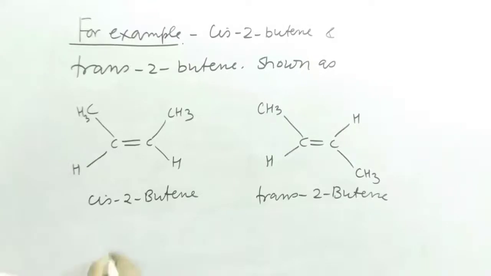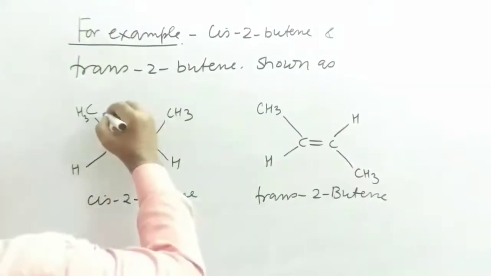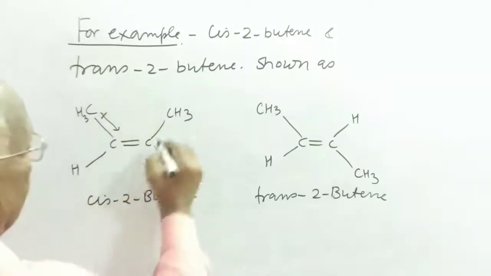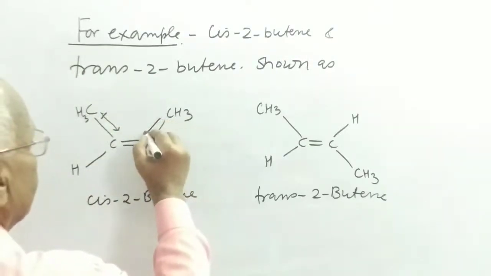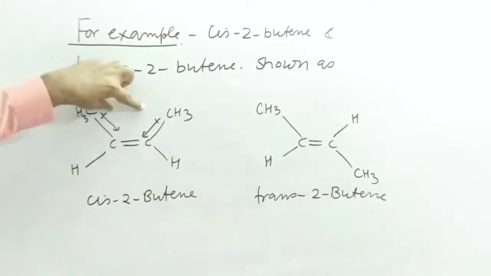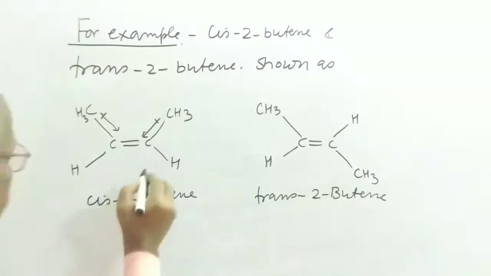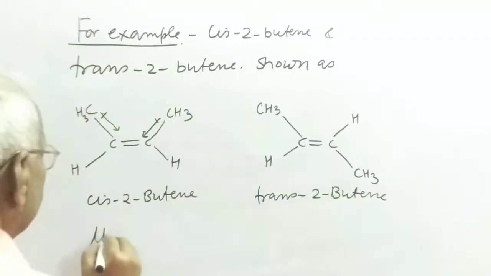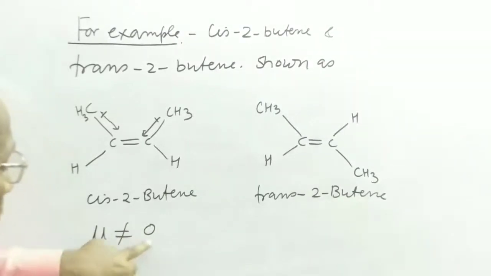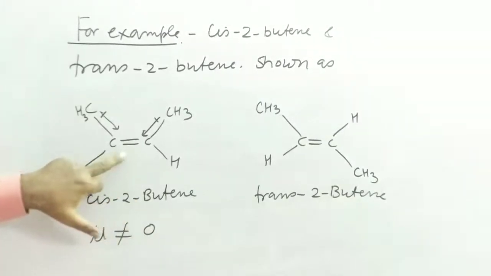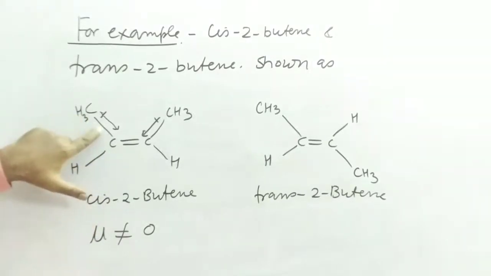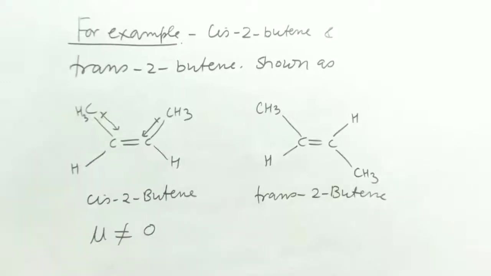Now see the dipole moment. This is sp2 carbon. This is the bond direction, bond moment like this. The bond moment like this. So bond moments in this molecule are acting in the same direction. So it has dipole moment, mu is not equal to 0, because dipole moment of one bond is not cancelled by the dipole moment of the other bond.